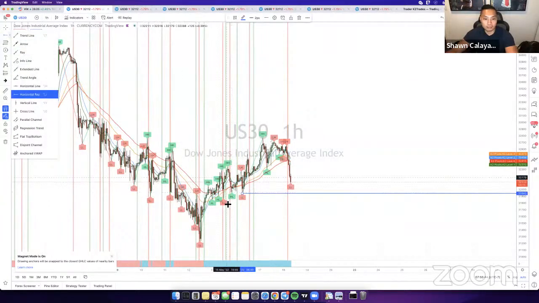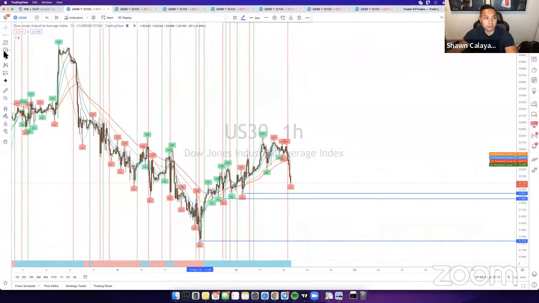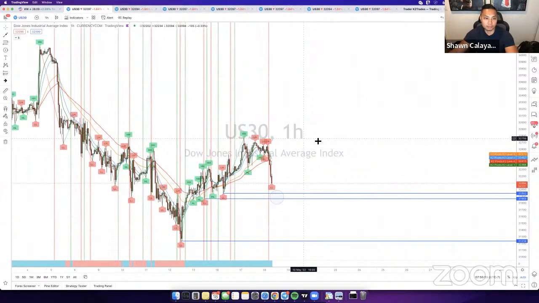There's actually liquidity sitting right here too. So while people are looking to take buys, if price hits this point right here, I'm expecting it to drop even further because liquidity works the same way. It doesn't matter what time frame you're trading on, it pretty much works the same way.